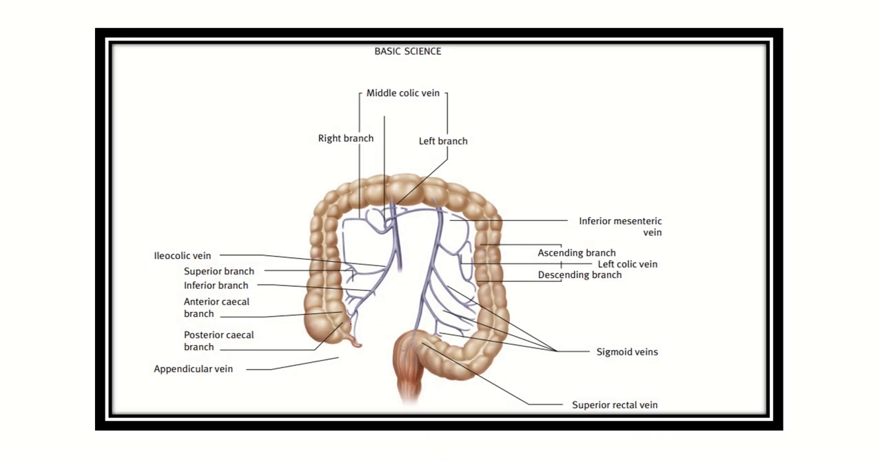And here we can see the venous drainage. This is the cecum, and it drains into the ileocolic vein. This ileocolic vein finally drains into this vein, which should be the superior mesenteric vein. So the ileocolic vein drains into the superior mesenteric vein, and this superior mesenteric vein forms the portal vein.